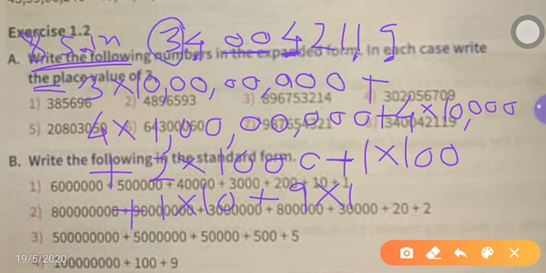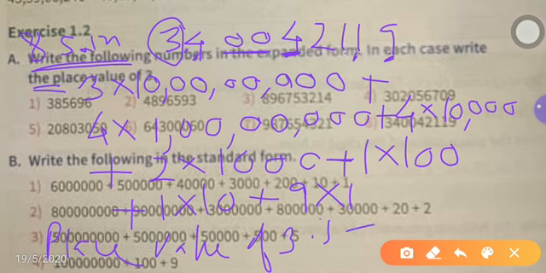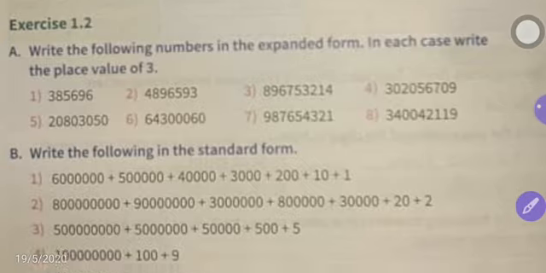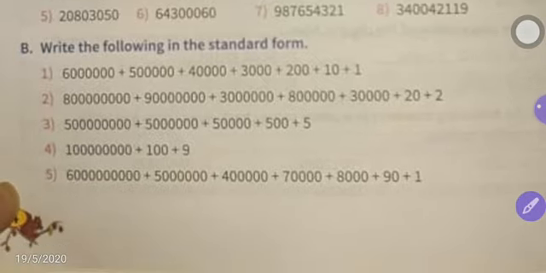Okay, so next, place value of 3. So place value of this 3 is what? 3 is in which place? 3 is in 10 crores place. So 3 into 10 crore, 3 into 10, 30 crore. Okay. So place value of 3 is what? 30 crore. Okay. So like this you have to do. Okay. So B number you see here, standard form you have to read.